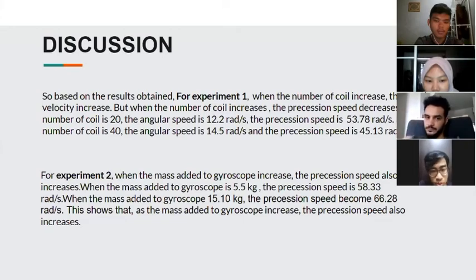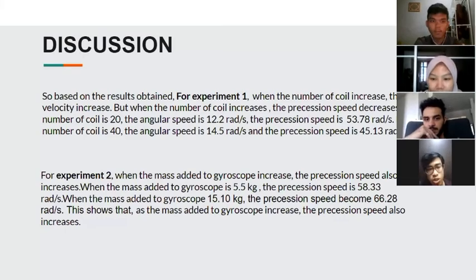For experiment 2, when the mass added to the gyroscope increases, the precession speed also increases. When the mass added to the gyroscope is 5.5 kilogram, the precession speed is 58.33 radian per second. When the mass added is 15.1 kilogram, the precession speed becomes 66.28 radian per second. So this shows that as the mass added to the gyroscope increases, the precession speed also increases. So next slide.